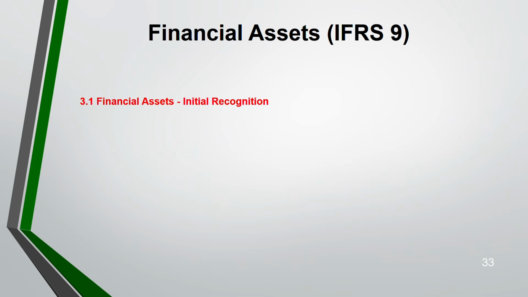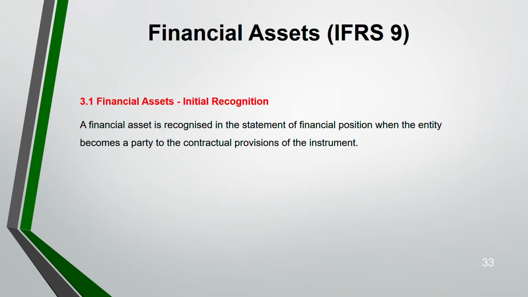Now, let's move on to IFRS 9 in depth. Financial asset. Initial recognition. So this is a financial asset. Where do you recognize asset? In the statement of financial position. Same.